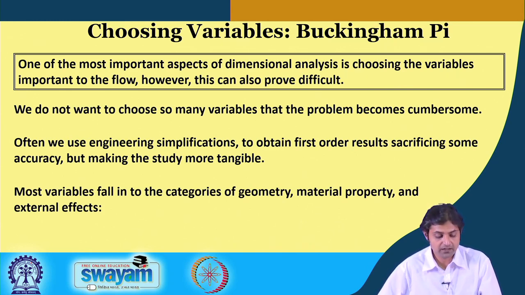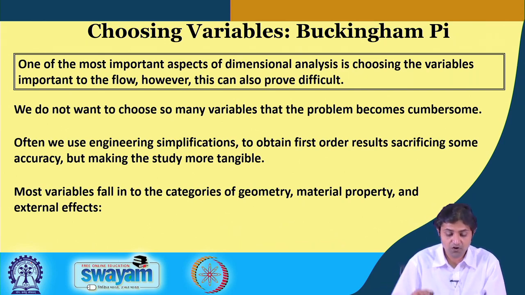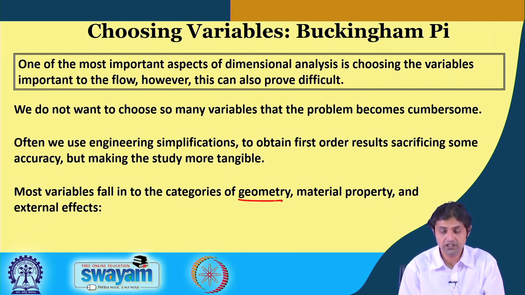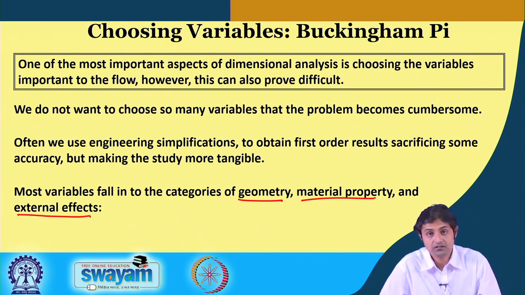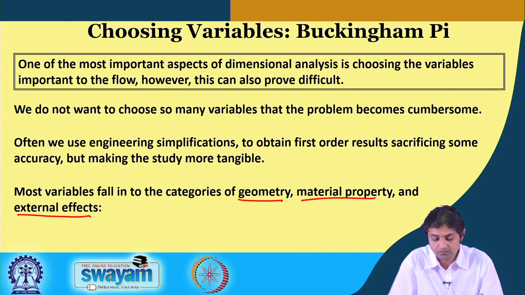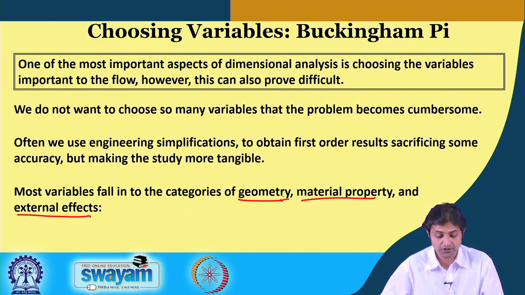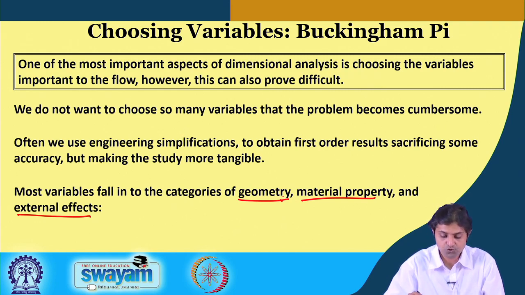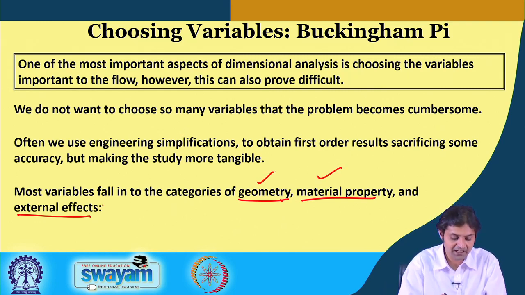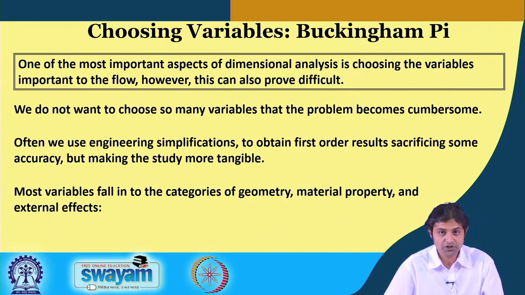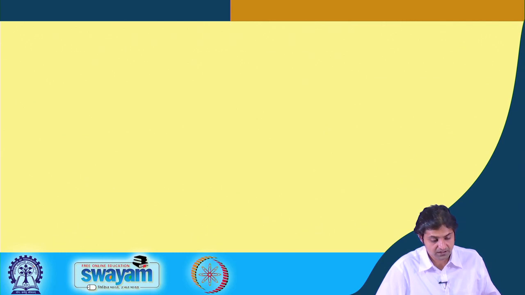While choosing these variables, we have found out that most of these variables will fall into one of these three categories: geometry, material property and external effects. So, the best is to choose carefully. All the variables should be falling into these, but this is only a guideline. Every problem is different, but more or less the majority of problems will satisfy these.